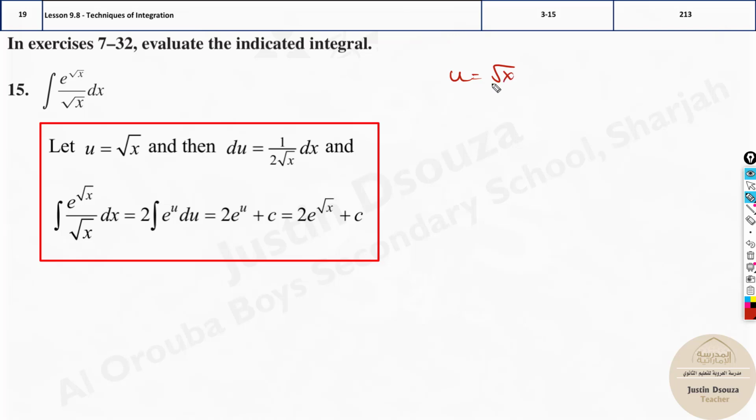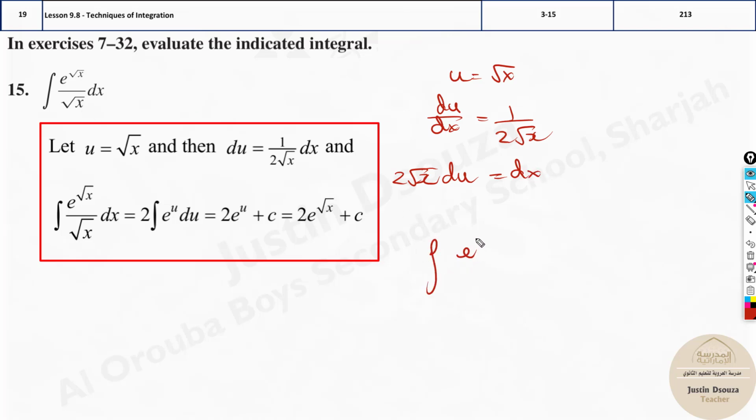u is equal to root x. du by dx is equal to, you can remember the formula, the power half comes down, so it's going to be 1 by 2 x to the power minus half. You bring it down, it will be this. Okay, now we don't want this, we need dx, so du multiplied with 2 root x is equal to dx. Now then substitute everything back.